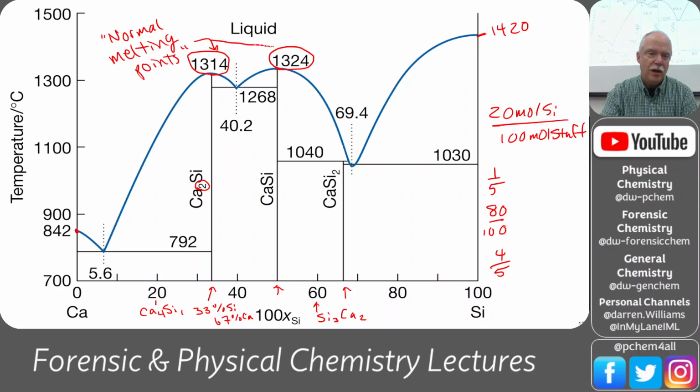Here and here. What am I looking at to determine that those are normal melting points? They're maximum. Yeah, see, they're maximum. They're the tops of these curves. They're the maximum point in both of these curves. This one's not normal. This one is called an incongruent melting point.